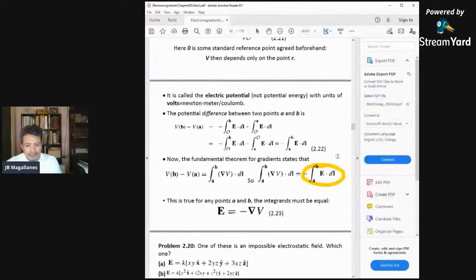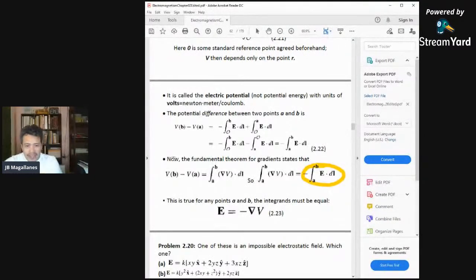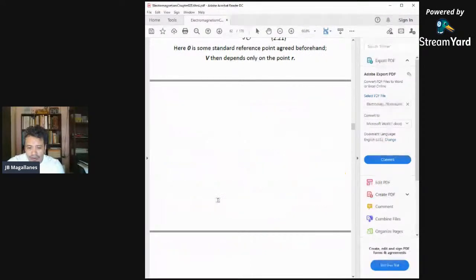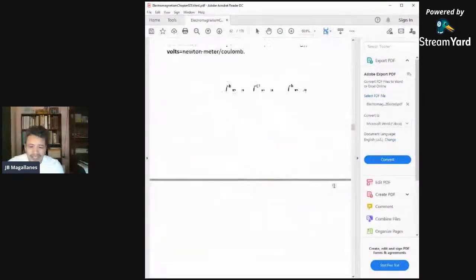By the way, according to the fundamental theorem of calculus, which we studied in the first chapter, this potential difference, VB minus VA, is just equal to the integral of the gradient of V dot dl evaluated from A to B. And that is also equal to the negative integral of E dot dl from A to B. Therefore, your electric field is just the negative gradient of V.